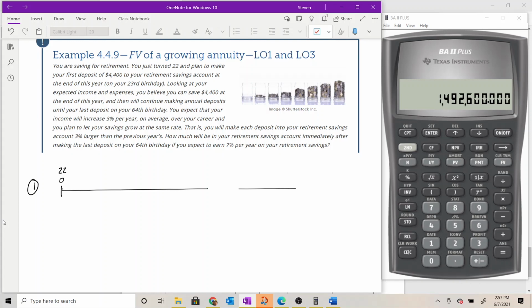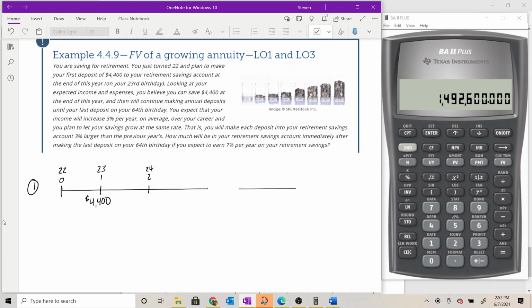We are planning to make our first deposit of $4,400 into our retirement savings account at the end of this year. So 1 year from today, on our 23rd birthday, we're going to make that first deposit of $4,400. So we've got an entire year to save up that amount and drop it into our retirement savings account. After that, we're going to continue making annual deposits.